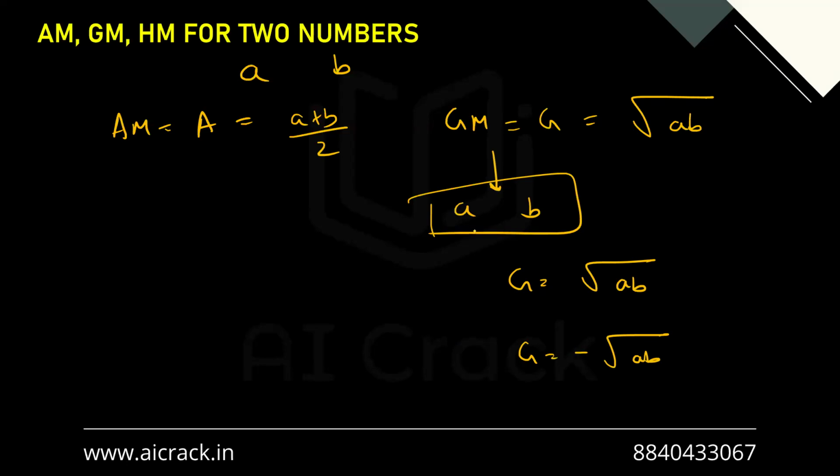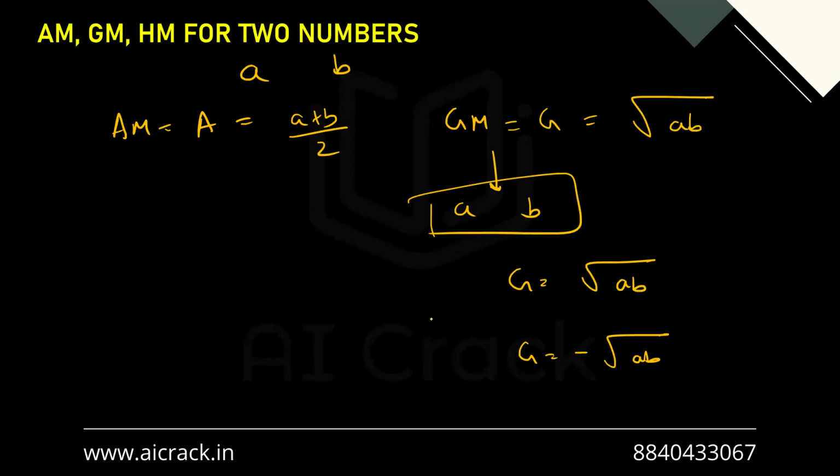So in that case, when A and B are negative, it has to be minus of root AB. Okay, that's one thing. Secondly, A and B both have to be either positive or negative. It shouldn't be like A is positive and B is negative, or B is positive and A is negative. It shouldn't be like that.